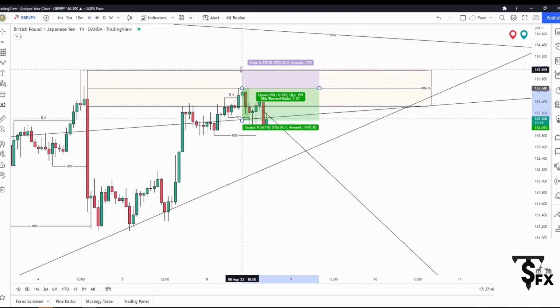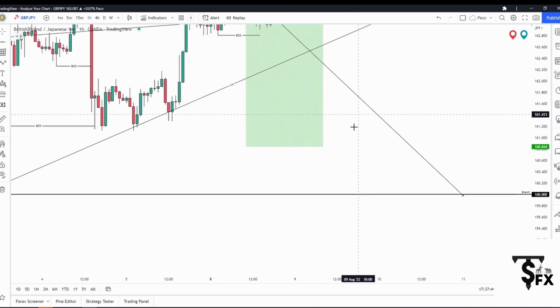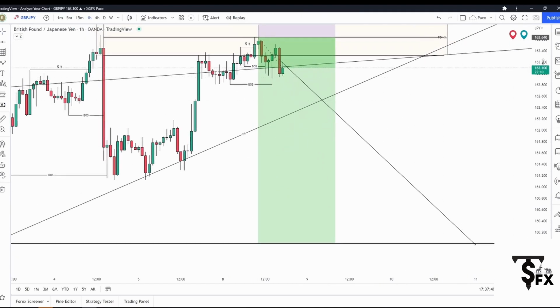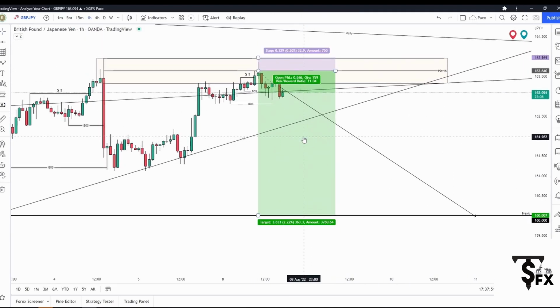Here our stop loss is 33 pips. And the profit is to the Brexit level. This way, this trade is 1:11 risk-reward ratio.